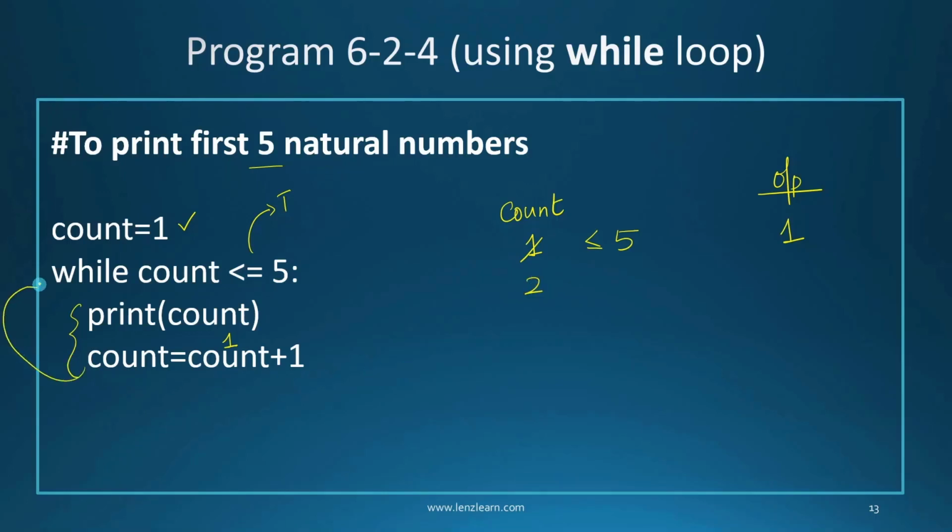Now the control again moves back to the while condition check. So now I will check whether the current value of count, which is 2, is less than or equal to 5. So here you can see again this evaluates to true because 2 is actually less than 5. So I will come into the while loop. I will print the value of count, which is 2 now. So that will be printed in the output. I will add 1 to the current value of count. So the count will become 3.